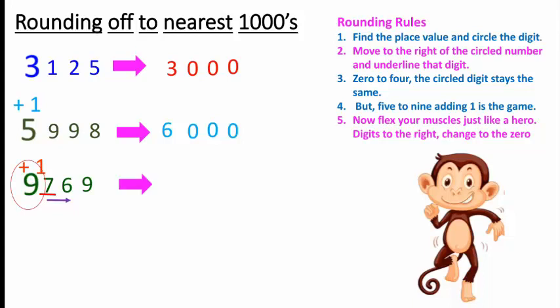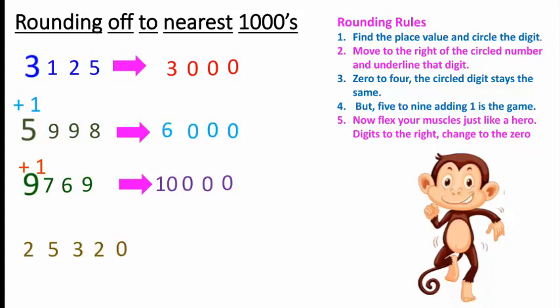Understood? Now see the rounding off. When we add 1 to the 9, we will get 10. Clear? After that, the rest of the digits, as per the rule, will become 0. So this underlined digit 7 will become 0. Then the next digit 6 will also become 0. Later on, the next digit 9 will also become 0. So what is the rounding off we have obtained for 9769? We got 10,000. Clear?